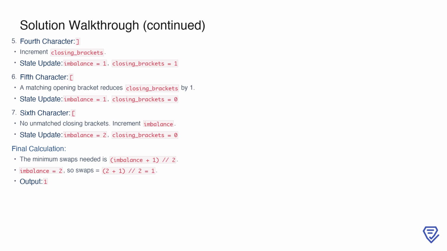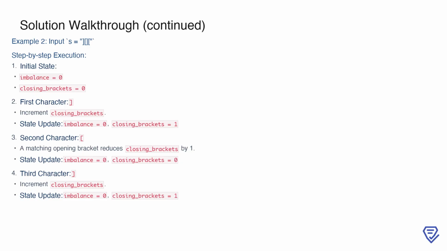To calculate the minimum swaps required, we use the formula, imbalance plus 1, divided by 2. With an imbalance of 2, the result is 2 plus 1, divided by 2, which equals 1. Therefore, the output is 1.